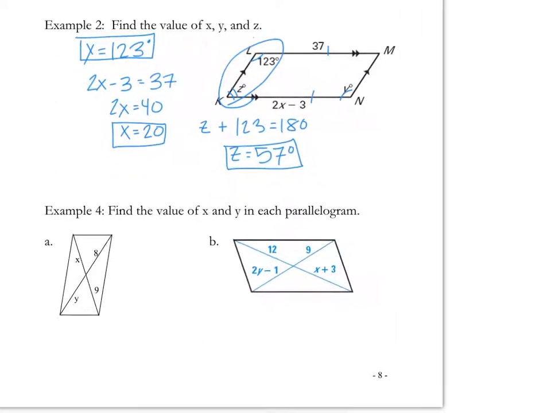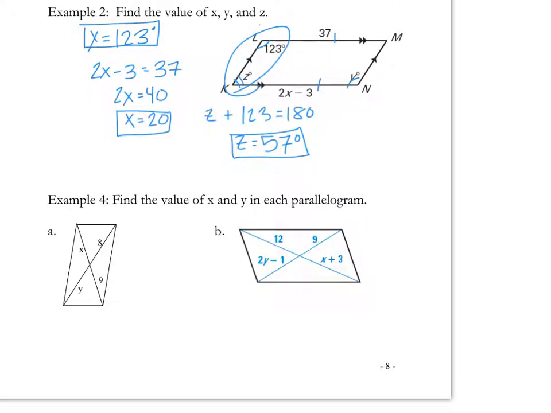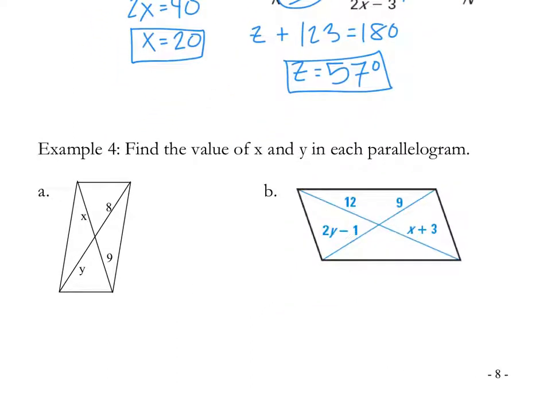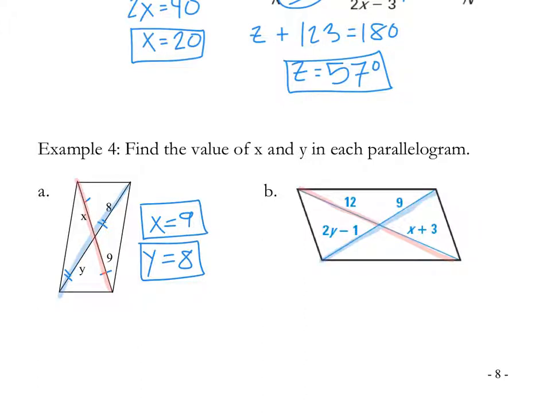All right, so here also, I know that the diagonals bisect each other. That was our last theorem. So that means that these two are congruent and these two are congruent. So x is 9 and y is 8. We just have to make sure that they're on the same line. So this right here is being cut in half, and this one right here is being cut in half. Same process. This one and this one are being cut in half. So that's how we solve.